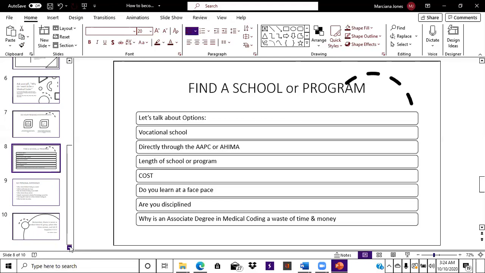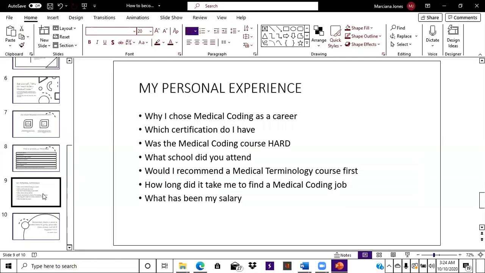I was just letting you know that you'll be spending more time, more money, more effort, more energy, and there aren't employers looking for that. So now I told you all of the steps to become a medical coder. So let me just go into and tell you about my personal experience a little bit.